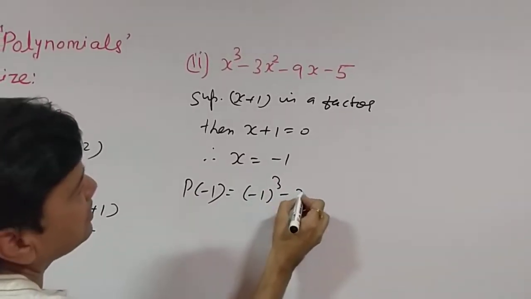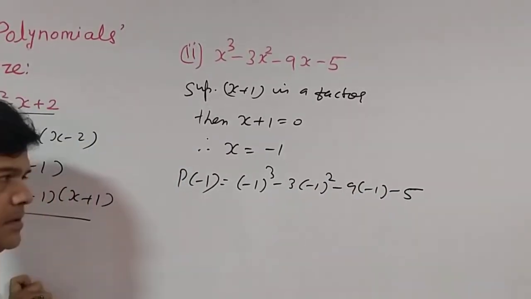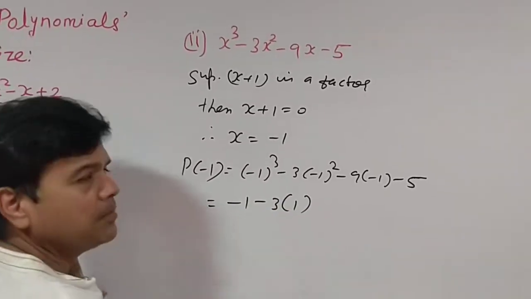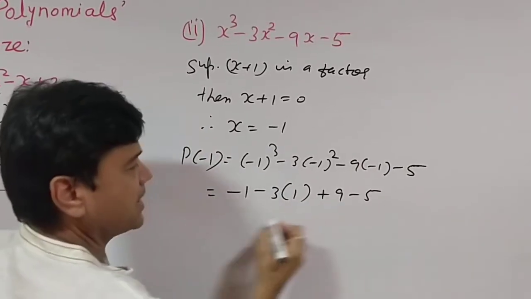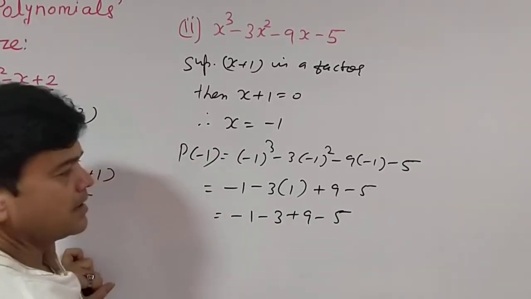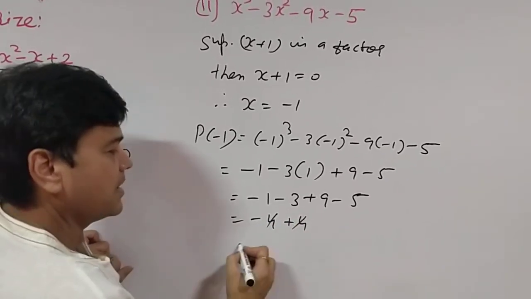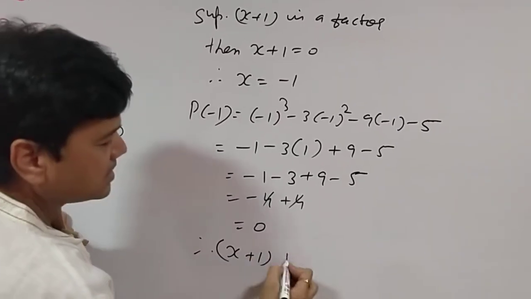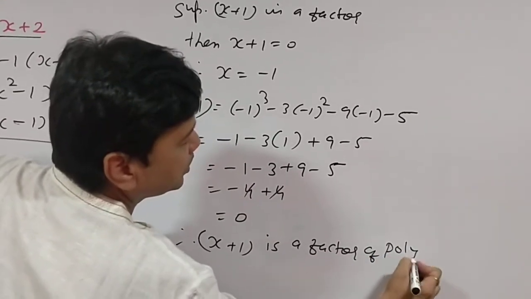Minus 1 cube, 3 into minus 1 square. Minus 1 cube is minus 1. Minus 3 into minus 1 square is plus 1, plus 9, minus 5. Minus 1, minus 3, plus 9, minus 5. Minus 1, minus 3 is minus 4. 9 minus 5 is plus 4. That is 0. Therefore, x plus 1 is a factor of the polynomial.